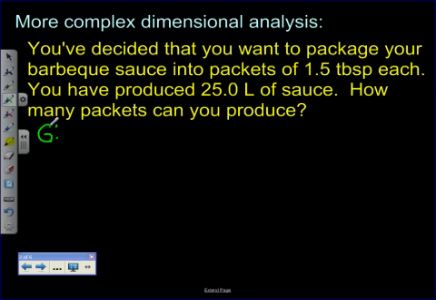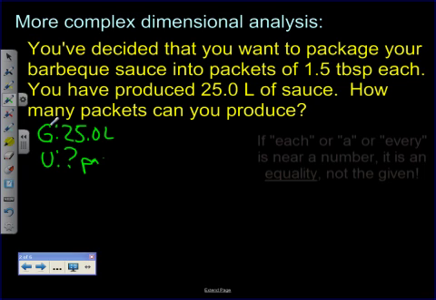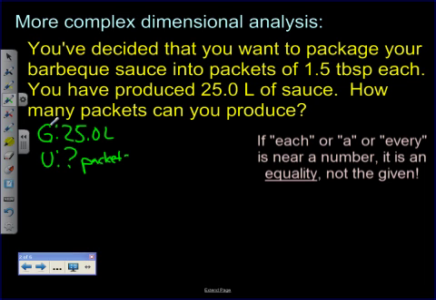So just like we did in the last video, the first thing you always want to do is write down your given. What gets tricky here is that there are 2 numbers in the problem. How do you know which one's the given? Okay, well, here's the indicator. Everything has each next to it, like the 1.5 tablespoons, that is not your given. That's going to be an equality. I'll show you that here in a second.